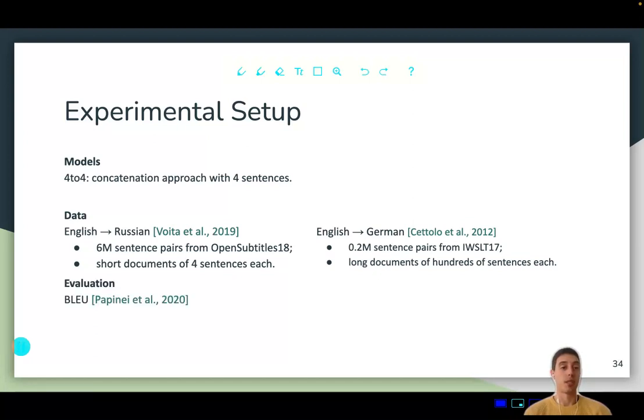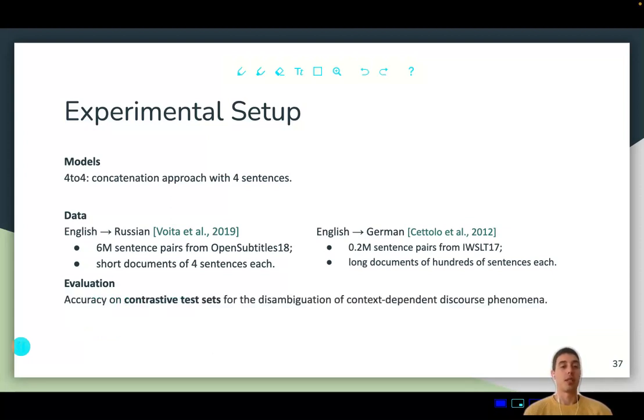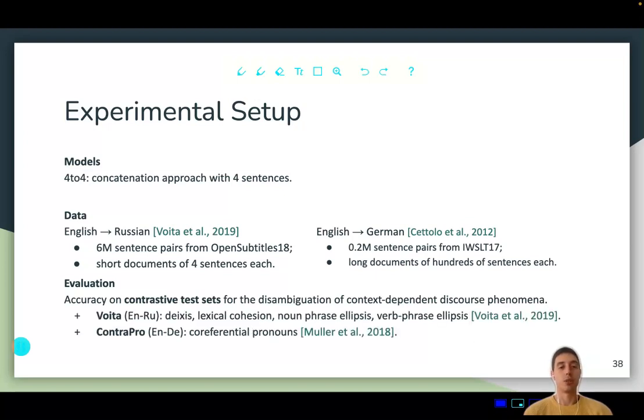We evaluate our systems with BLEU, but we know from the literature that BLEU is ill-equipped for measuring context-aware translation improvements, because these improvements affect only a few words in the translation of the documents. And indeed, we measure BLEU differences between models trained with different sentence position encodings that are negligible. Therefore, we adopt a more targeted evaluation in the form of accuracy on contrastive test sets for the disambiguation of context-dependent discourse phenomena. In particular, we use these 2 test sets for English to Russian and English to German.